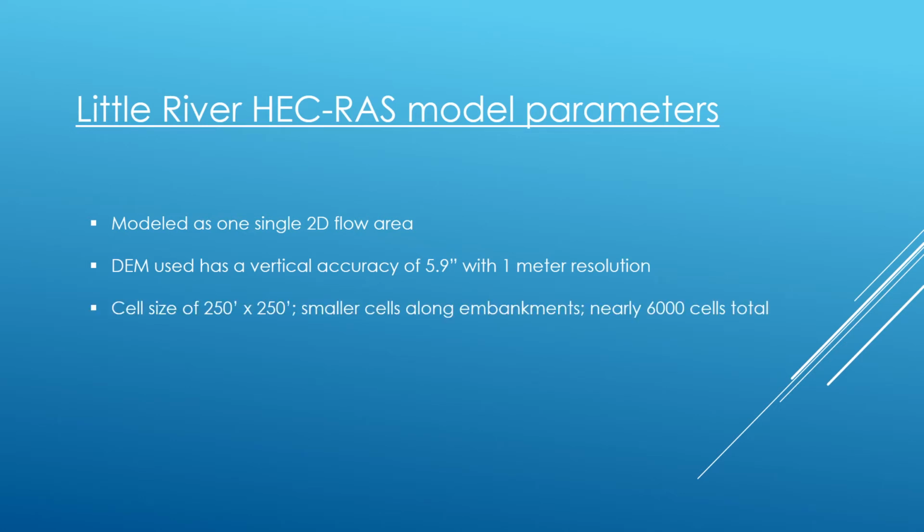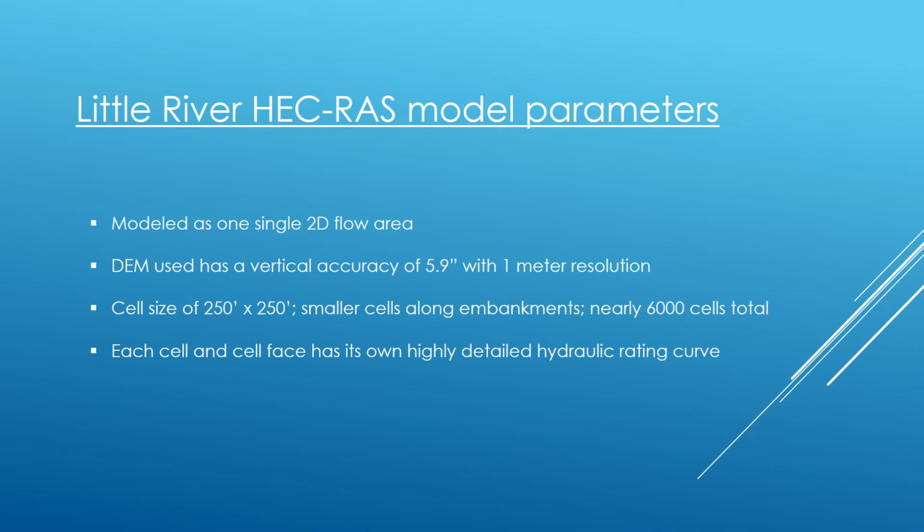I selected a cell size of 250 feet by 250 feet. Now, a cell size of that dimension is fine when the water surface slope is small, as in the case of the floodplain here. However, I did use much smaller cell sizes along the embankments. There were nearly 6,000 cells total within the single 2D flow area. Each cell and cell face has its own highly detailed hydraulic rating curve.